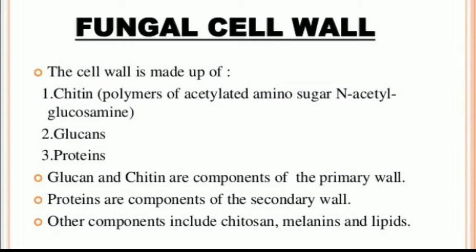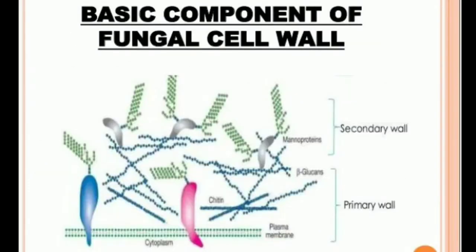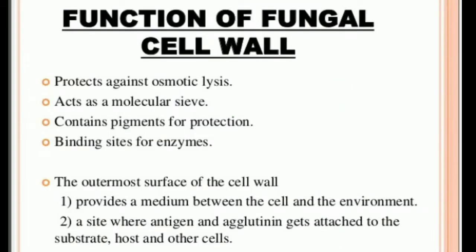Glucan and chitin are components of the primary wall. Proteins are components of the secondary wall. Basic component of fungal cell wall. Secondary wall. Primary wall. Function of fungal cell wall. Protects against osmotic lysis. Acts as a molecular sieve. Contains pigments for protection. Binding sites for enzymes. The outermost surface of the cell wall provides a medium between the cell and the environment. A site where antigen and agglutinin get attached to the substrate, host and other cells.